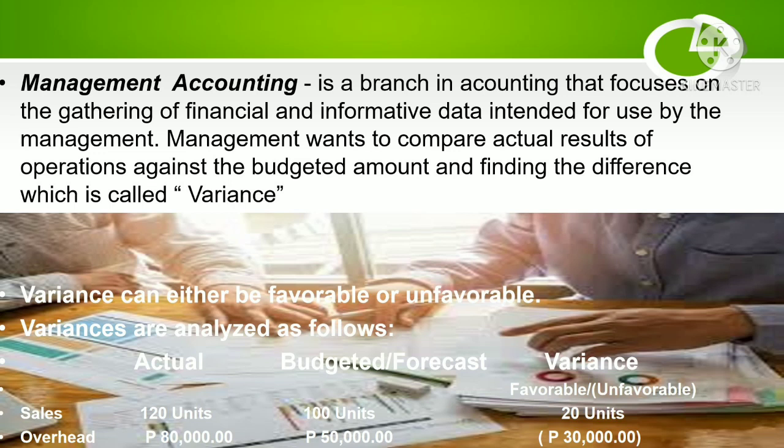So looking at the above analyzed data, 20 units is favorable variance for sales because the company gets the advantage by having a bigger sales volume, while the overhead or the expenses showed unfavorable variance of 30,000 pesos because a bigger amount of overhead was actually incurred, which is too far from what is expected. So the management accountant should be quick enough to look into the details of what overhead items overshoot the budget and the reasons why.